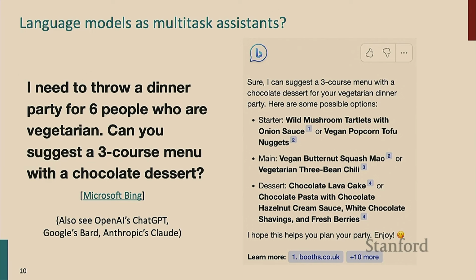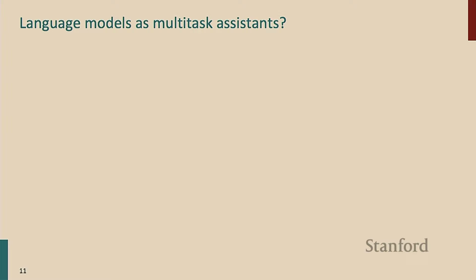I want to create a 3-course meal, and a language model should be able to take a good stab at being able to do this, right? This is kind of the promise of language modeling. But of course, there's a lot of steps required to get from our basic language modeling objective to this, and that's what this lecture is going to be about.